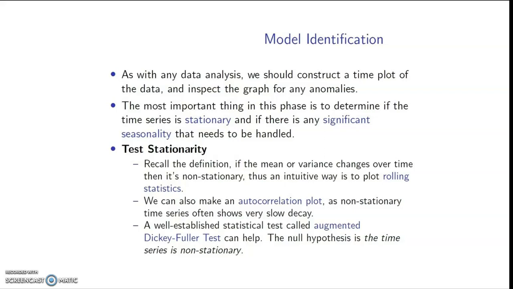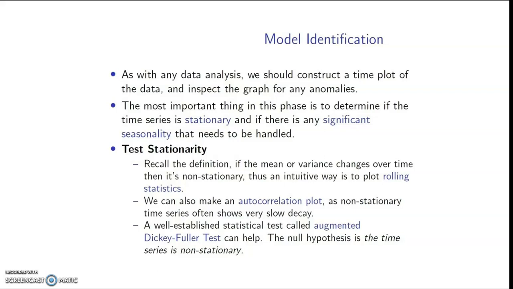As with any data analysis, first of all we should construct a time plot of the data and inspect the graph for any anomalies. The most important thing in this phase is to determine if the time series is stationary and if there is any significant seasonality that needs to be handled. So we may recall the definition of stationarity. If the mean or variance changes over time, then the series is non-stationary.